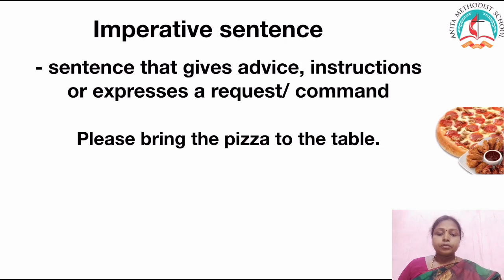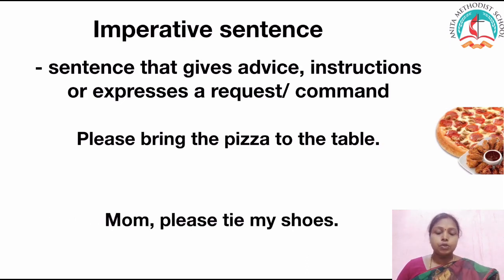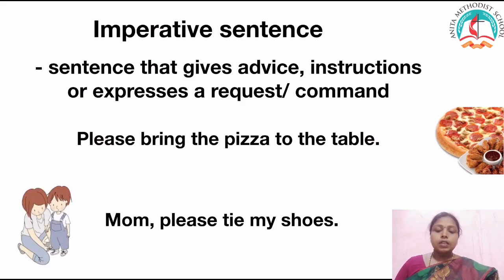For example, please bring the pizza to the table. So here I am requesting someone. Can you see the requesting word please I have used here? So that is called an imperative sentence. Let's see the second example. Mom, please tie my shoes. Here again I am requesting someone. So I use the word please. So an imperative sentence gives advice, instructions, or expresses a request or command.